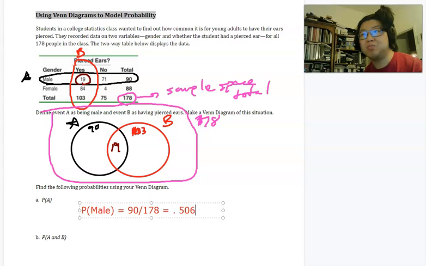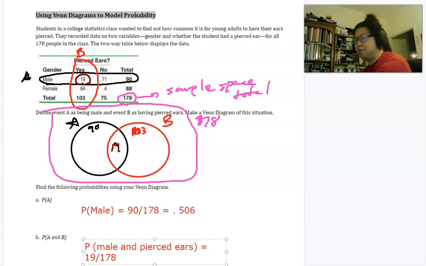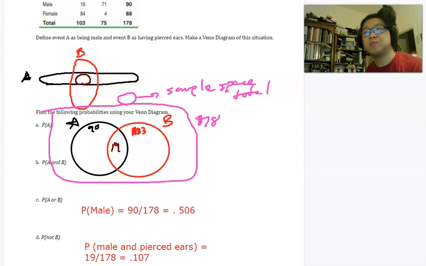And probability A and B. Well, that's what we set up here. It's that darker number. Probability of male and pierced ears. That is simply 19 divided by 178, right? And again, use your handy dandy calculator if you want the percent. 19 divided by 178 is about 10.7%, or 0.107. Well, that was easy enough. I just took the number that I wanted and divided it out. That's pretty simple.